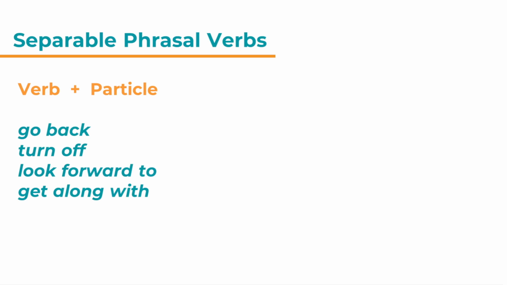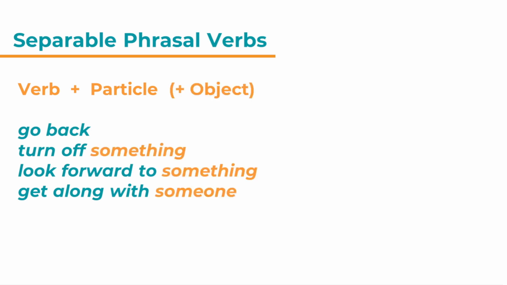Remember, phrasal verbs are verbs plus a particle. For example, go back, turn off, look forward to, or get along with. And you can see some phrasal verbs have only got one particle, and that could be an adverb or a preposition. And some phrasal verbs have two particles.